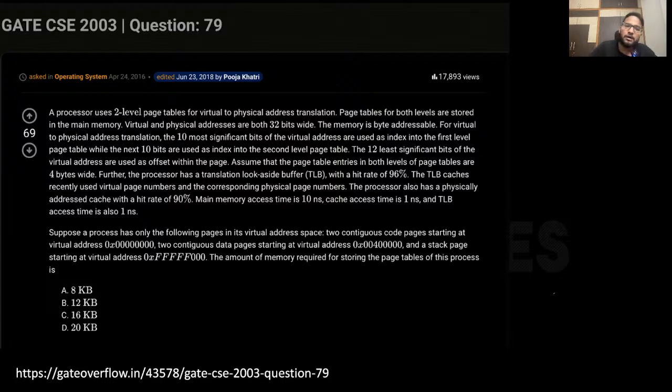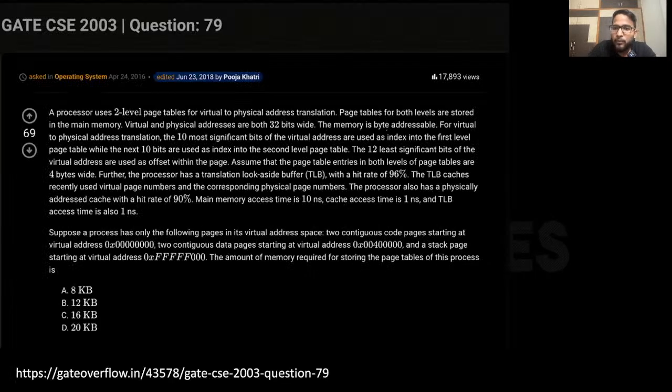What this question is saying: a processor uses a 2-level page table for virtual to physical translation. Page tables for both levels are stored in the main memory. Virtual and physical addresses are both 32-bit wide. So the virtual address space and the physical address space, both are 32 bits. And then the memory is byte addressable.